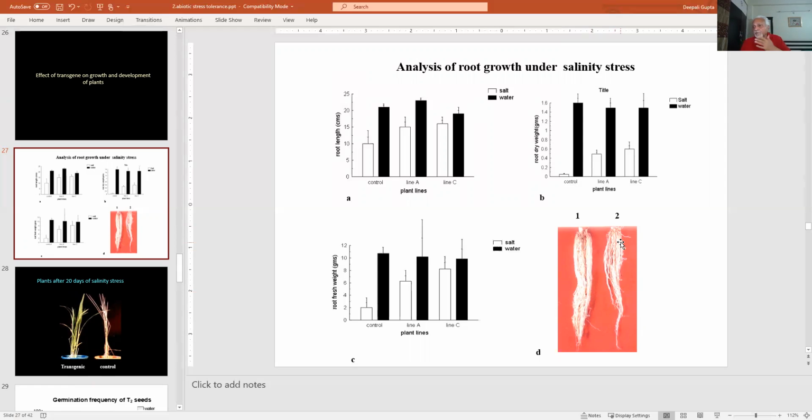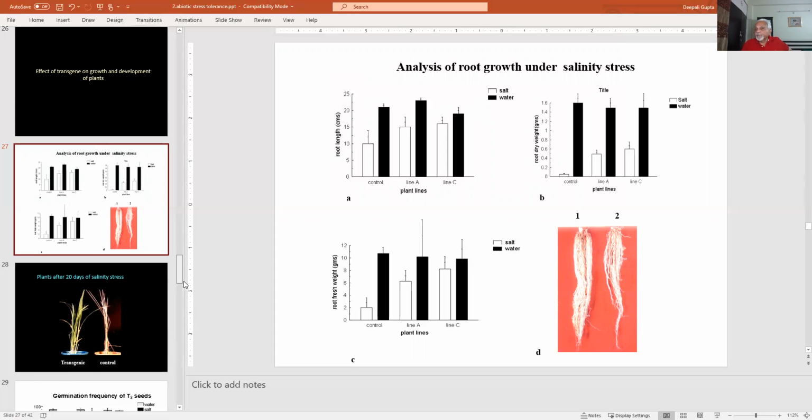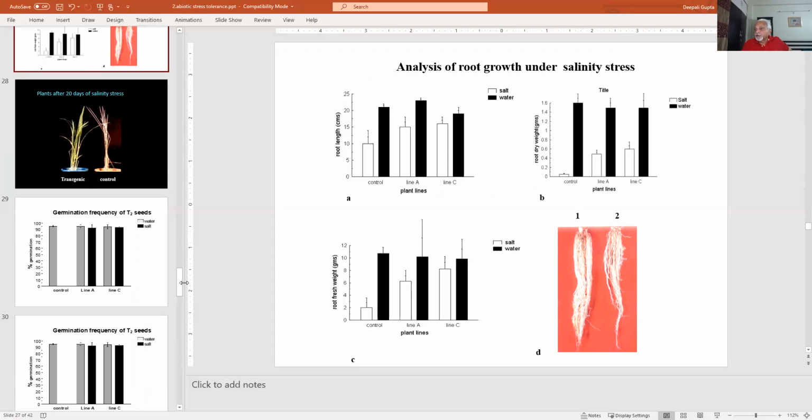So the transgene expression is affecting the root biomass, making more roots as compared to the control plants, under stress conditions. And this is one of the parameters for abiotic stress or salt stress tolerance. Under salt stress, the plant's root biomass increases.